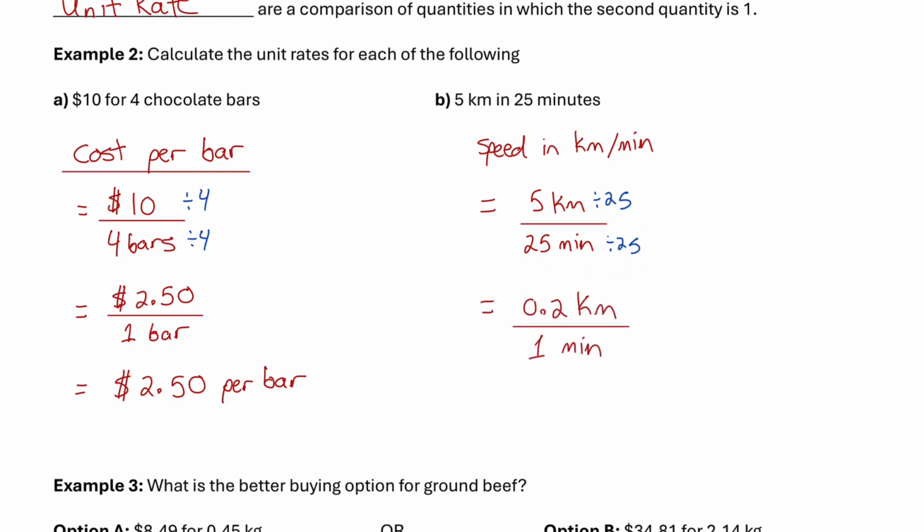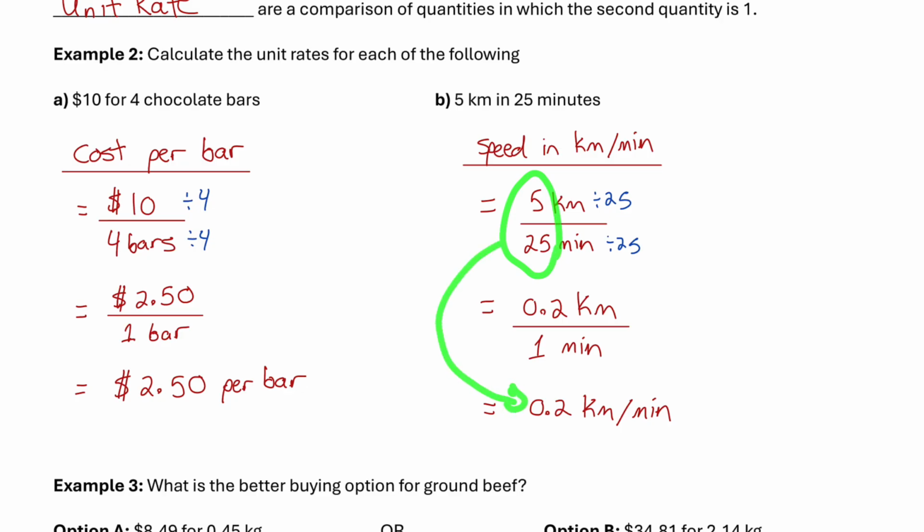This is now a unit rate. It's 0.2 kilometers per 1 minute. The second quantity is now 1. So I'll write the unit rate as 0.2 kilometers per minute. And you may have noticed at the beginning of this question, I called this a speed. That's because we did a distance divided by a time, which calculates speed. Also, we could have jumped right from 5 over 25 to our unit rate just by doing 5 divided by 25, and it would have given us 0.2.